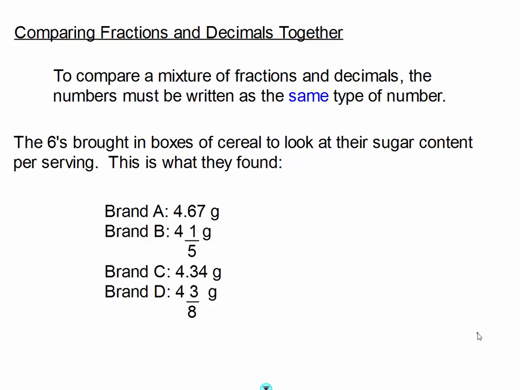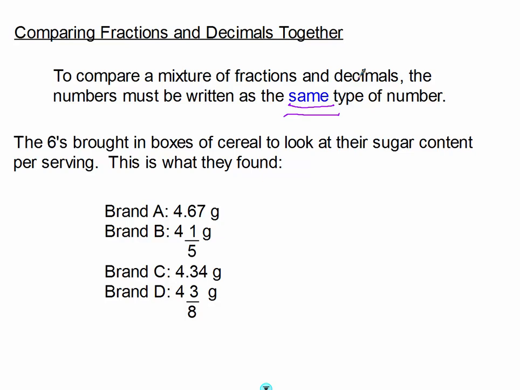And what we're going to be doing in this video is we're actually going to take our first two videos and bring them together into one, which means we're going to be comparing fractions and decimals together. So when we compare a mixture of fractions and decimals, we need to get the numbers into the same type of number, meaning all the numbers are decimals or all the numbers are fractions. Again, we can get a good approximation if we're looking at the numbers without converting them, but to really get down to the fine points of who's larger than who, they all have to be the same type of number.